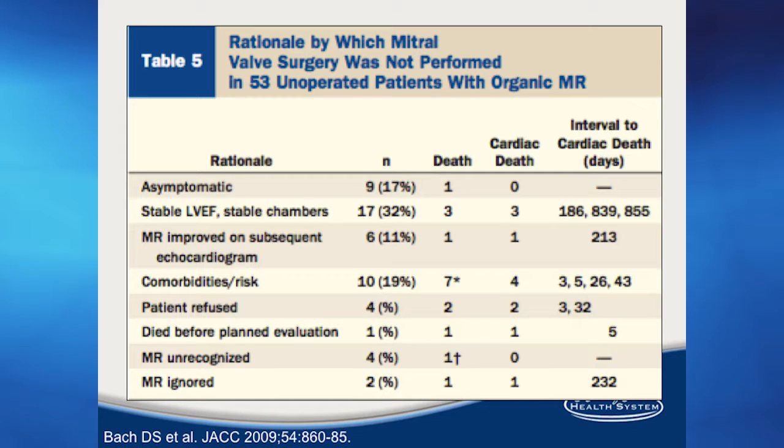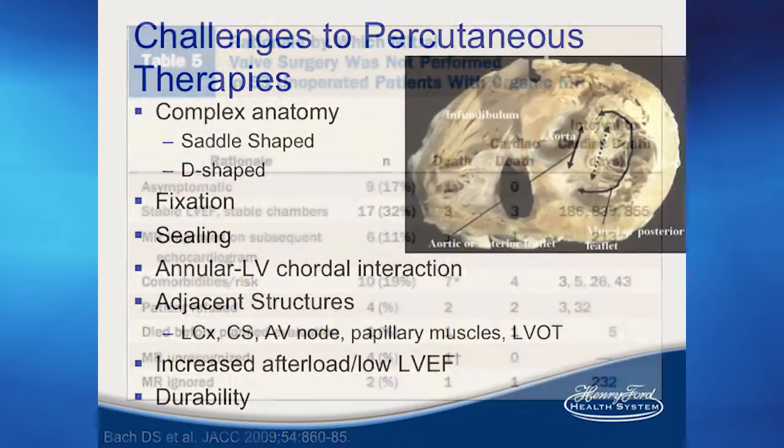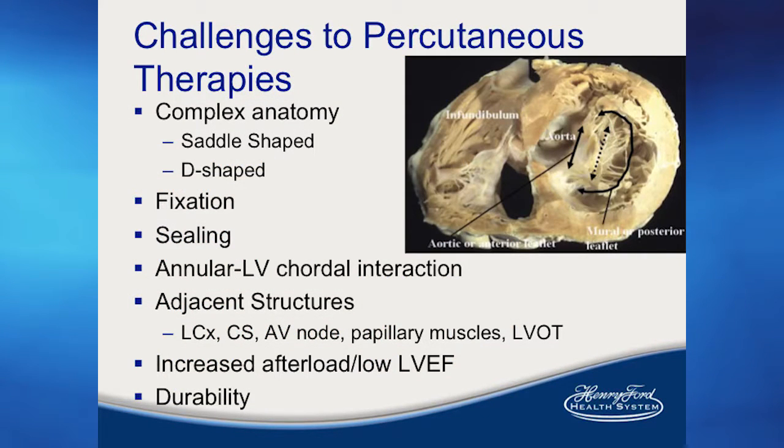This is the rationale, and a lot of it's due to comorbidities, but some talk about stable chambers, but there's a variety of reasons why these patients didn't get operated on. And when we're talking about devices for treating mitral regurgitation, again, there are a lot of therapeutic challenges.